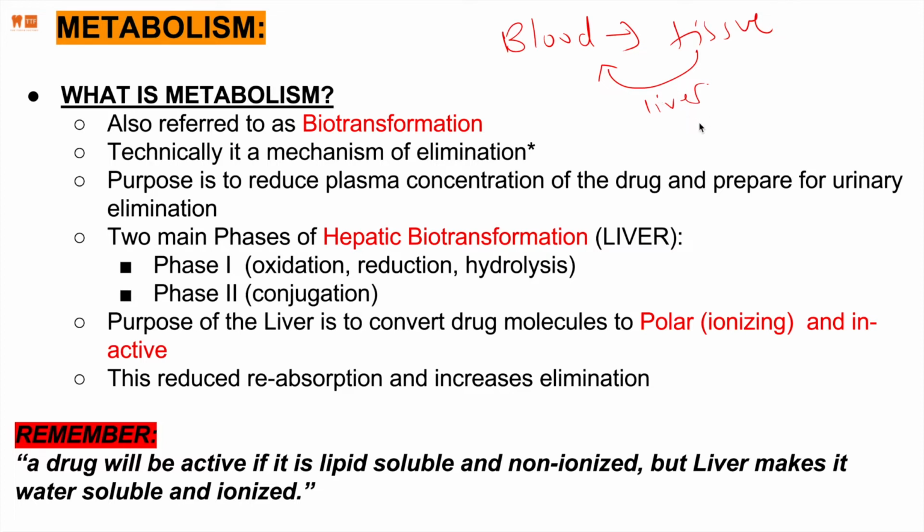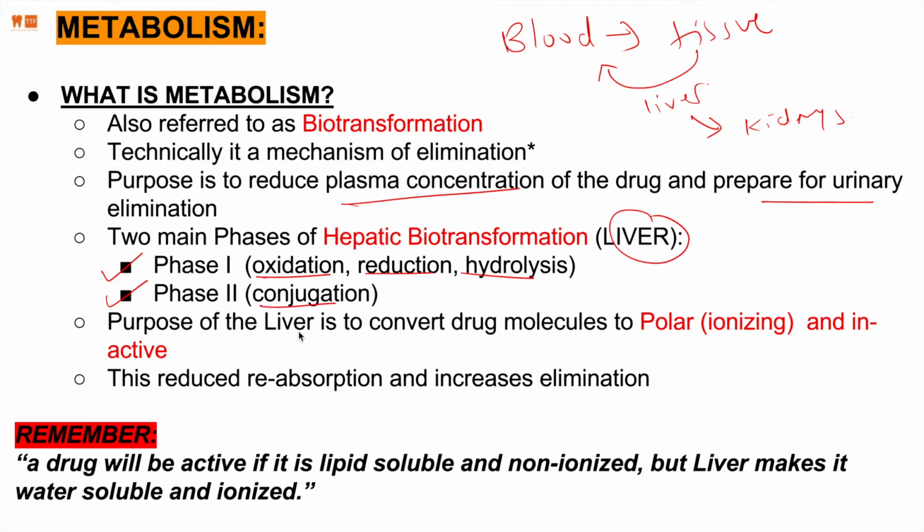Why did it enter the liver? Well, it's entering the liver to detoxify itself and go out of our body through the kidneys at the end. Therefore, the purpose is to reduce the plasma concentration, get it out of the blood, and prepare itself for urinary elimination. Well, the two main phases of hepatic biotransformation in the liver are phase 1 and phase 2. We have oxidation, reduction, and hydrolysis all in the first, and conjugation in the second.